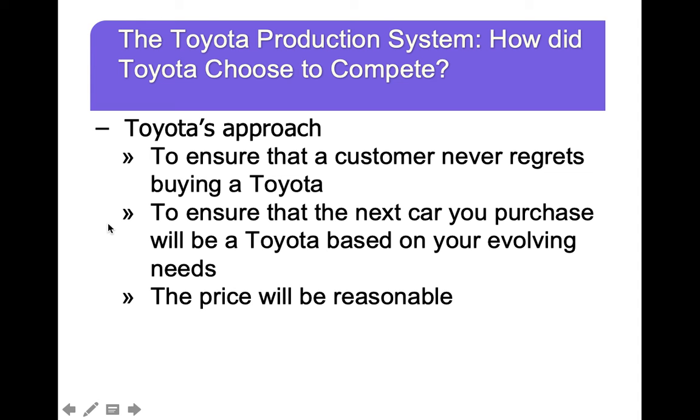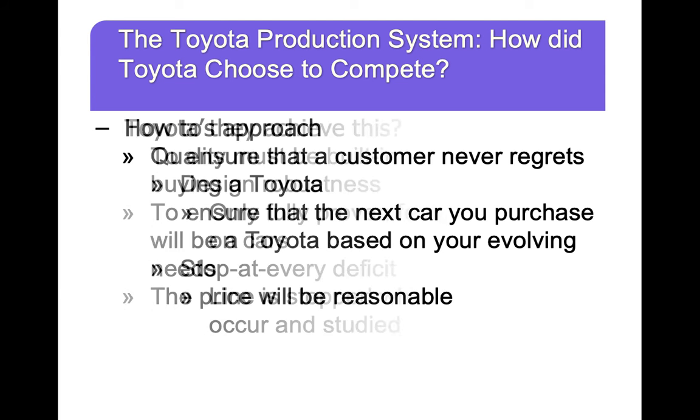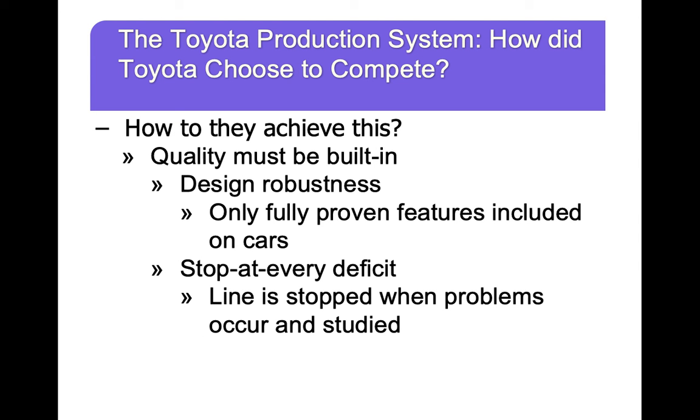So their approach was to ensure that the customer never regrets buying a Toyota, and that the next car that they purchased would be a Toyota, and that the price would be reasonable. So how did they achieve this? Well, their motto was to build in quality. Obviously, design robustness, which means only proven features were included on cars.